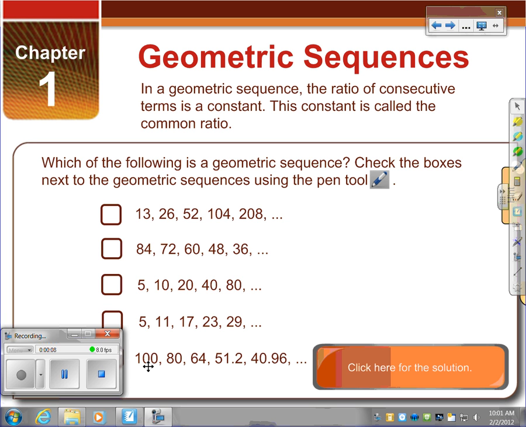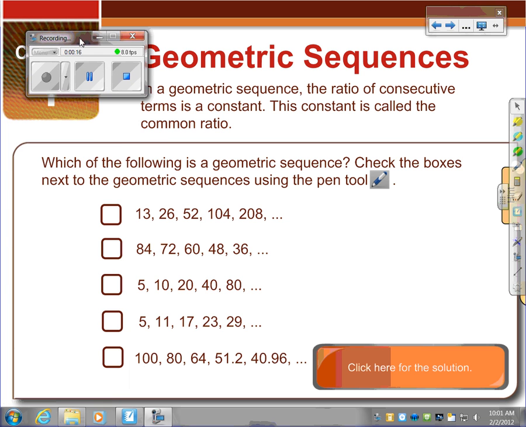Today we're going to look at geometric sequences, and we haven't really talked about what they are yet. So first of all, let's talk about what a geometric sequence is, and then we'll apply a formula to it, just like we did with arithmetic.